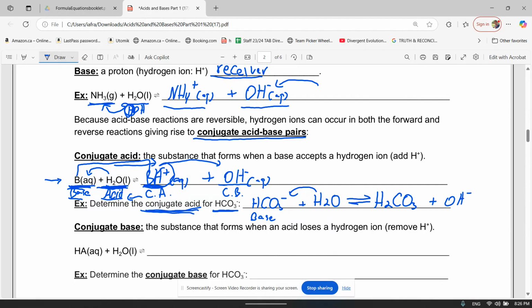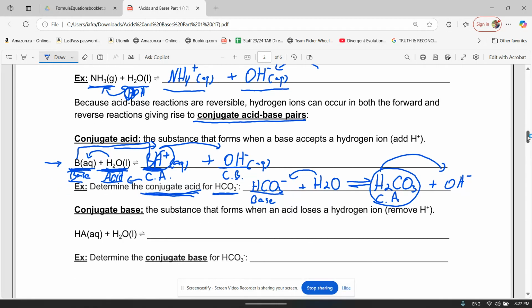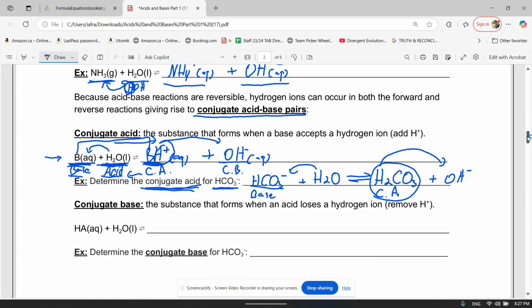And if you played this in reverse, well then this would give an H back to this. So the conjugate acid of the base HCO3 minus is H2CO3. So the conjugate acid would essentially have one more H than the base.